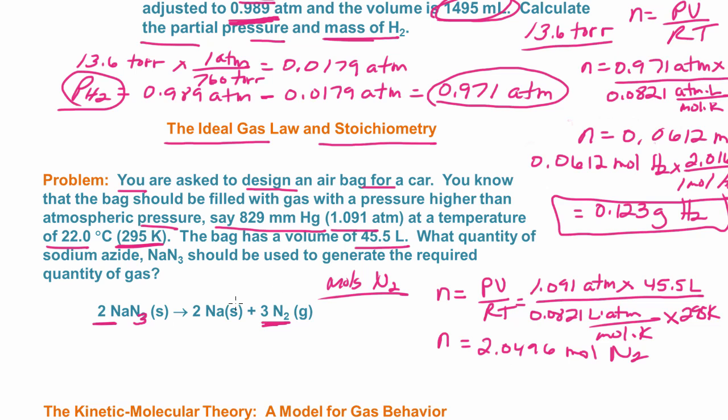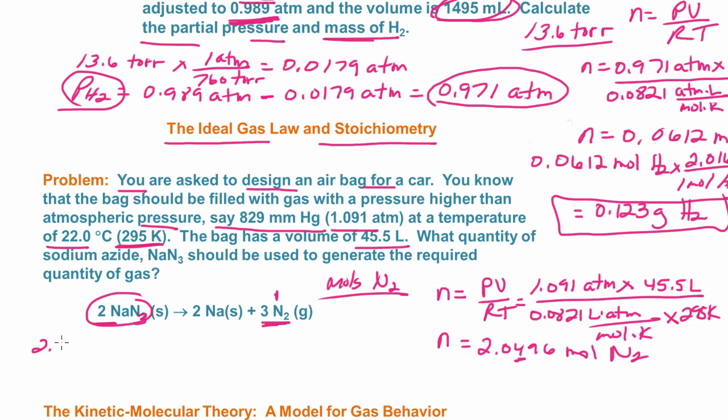So remember, in order to find out the amount of this, I need the number of moles of the gas. And the only way I could do that was using the ideal gas law. Now I know the number of moles of gas, and I'm going to go ahead and give this 3 significant figures here. So now I use my equation stoichiometry in order to find the amount of sodium azide.